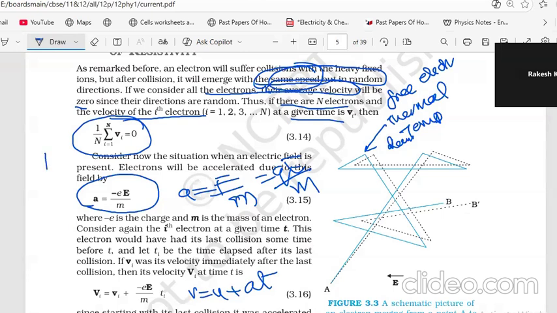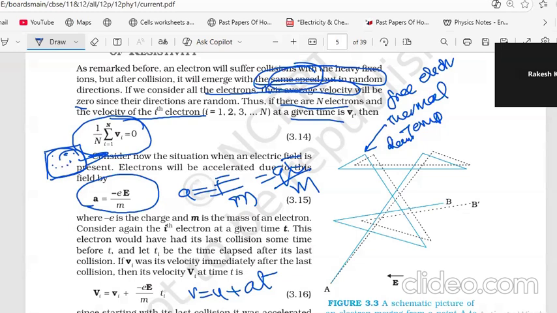So if there is a wire and all these electrons are moving around, on average they won't be moving forward or back. So that means effectively no current is being conducted. Okay.